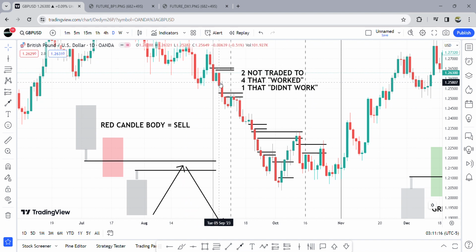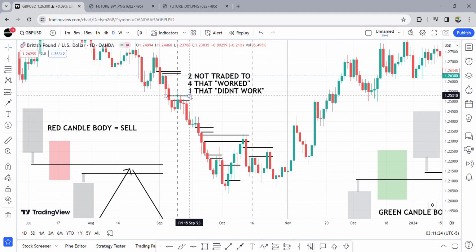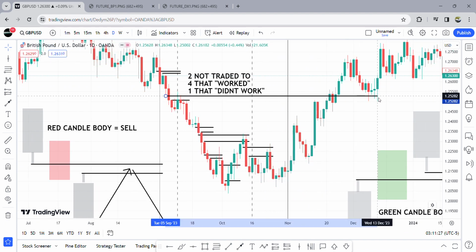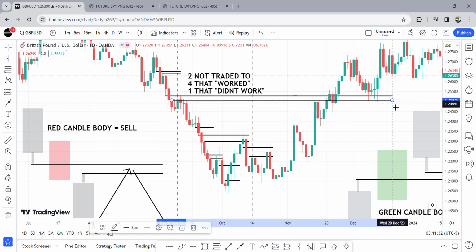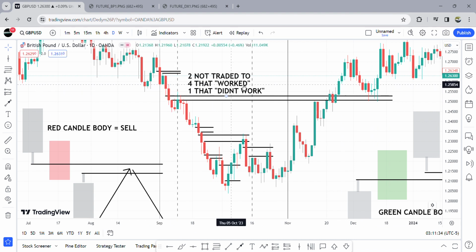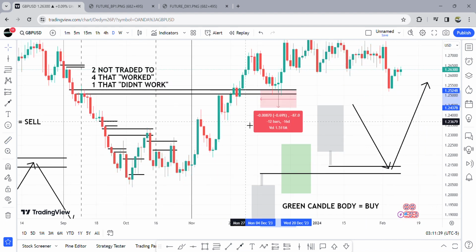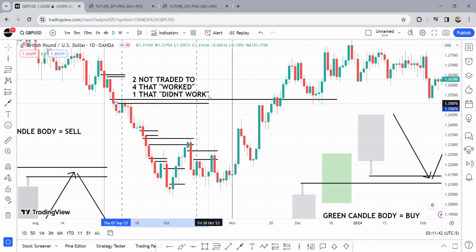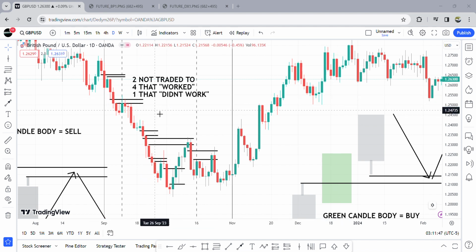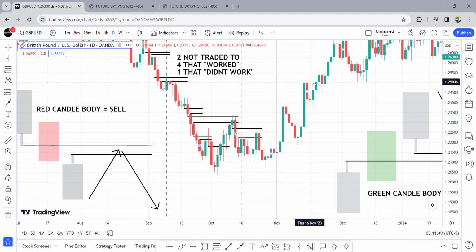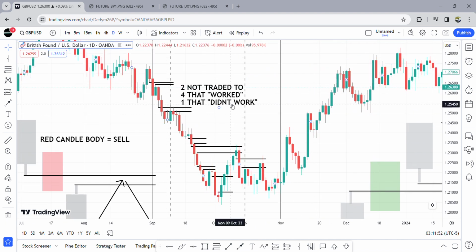Like for instance over here, that's perfect. That means something. That means on this side, once we're hitting buying, this area is now an area of buying instead of selling. It's going to be a bit confusing in the beginning to understand this, but once it breaks the high of this candle, we're now getting into an area of buying instead of selling. Yeah, and now, understanding that 4 worked, 2 not traded to, 1 didn't work.